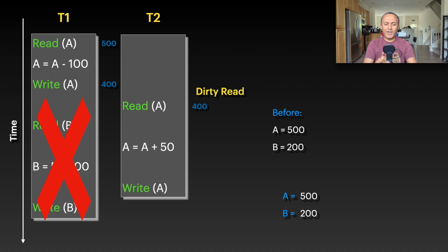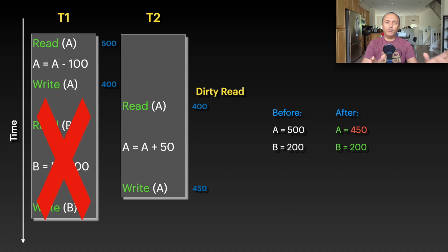So it's going to add 50 to the value of A and then write that new value. However, the value of A that it read was the 400, so it's going to put A equals 450 because it added 50 to that 400 that it read, and then it wrote that new value and committed. Now we have A equals 450.